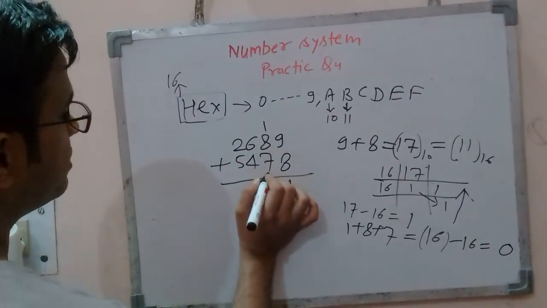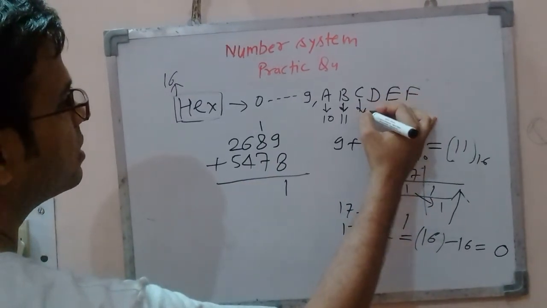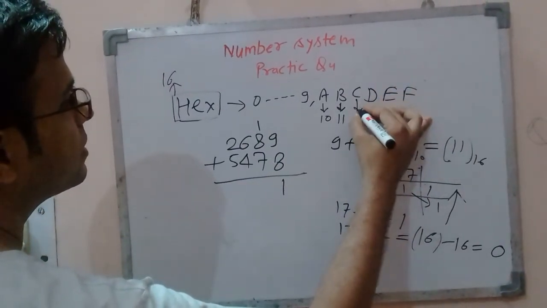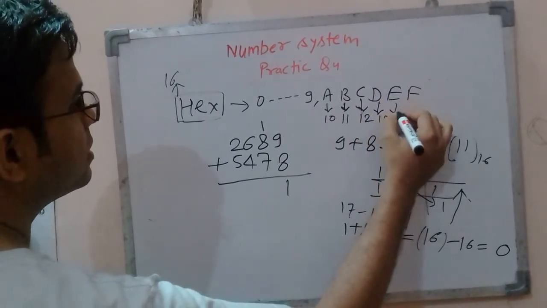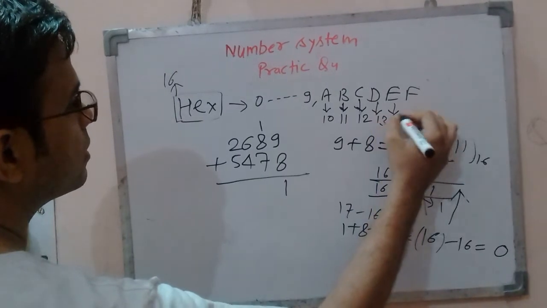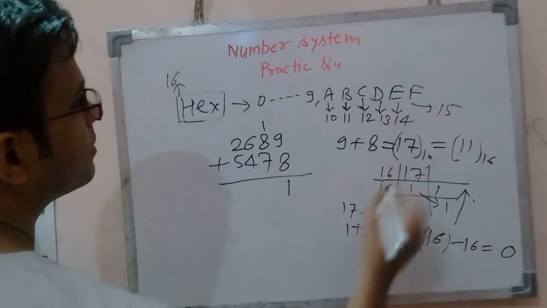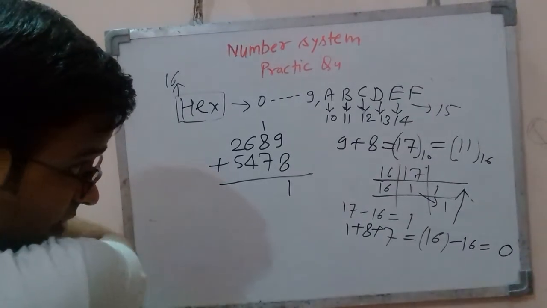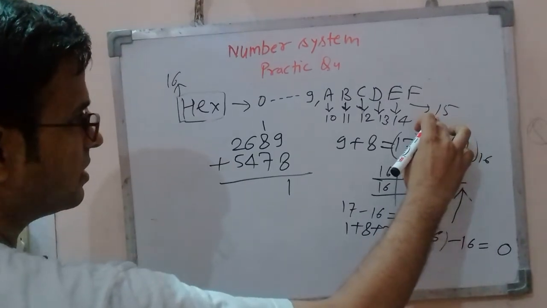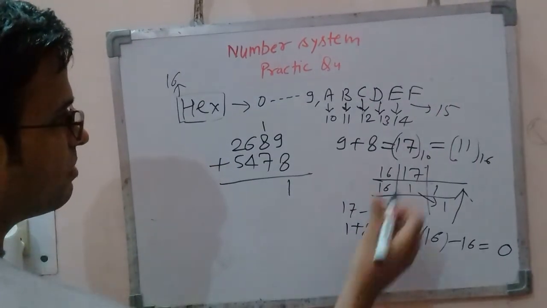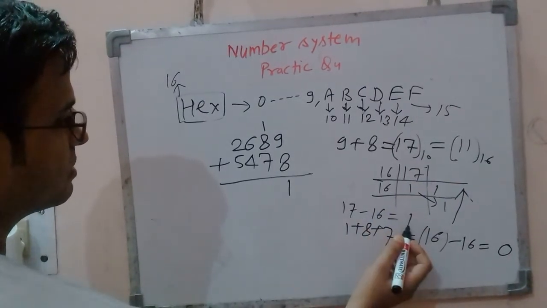So 1 plus 8 plus 7 is 16. 16 is not available, right? That means this C is 12, D is 13, E is 14, and F is nothing but 15 in decimal. So the maximum number available in the hexadecimal system is 15, right? So if a number exceeds 15, you will always subtract 16, which is the base of the hexadecimal system.